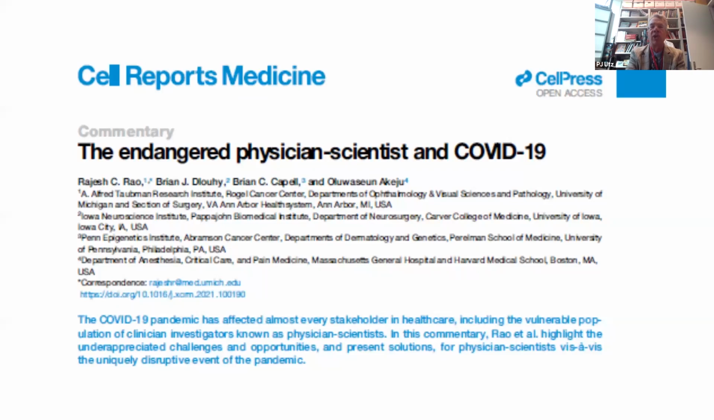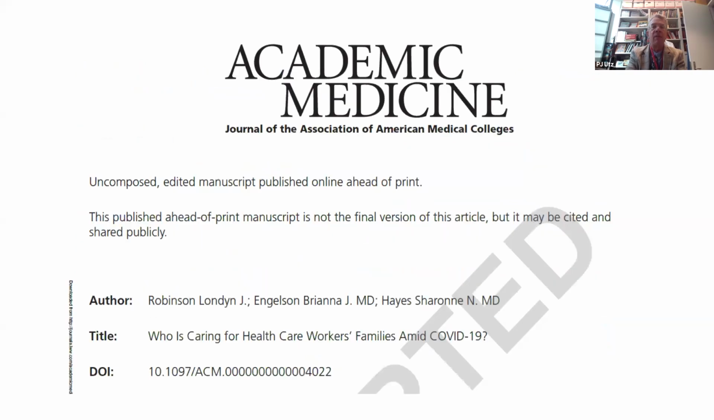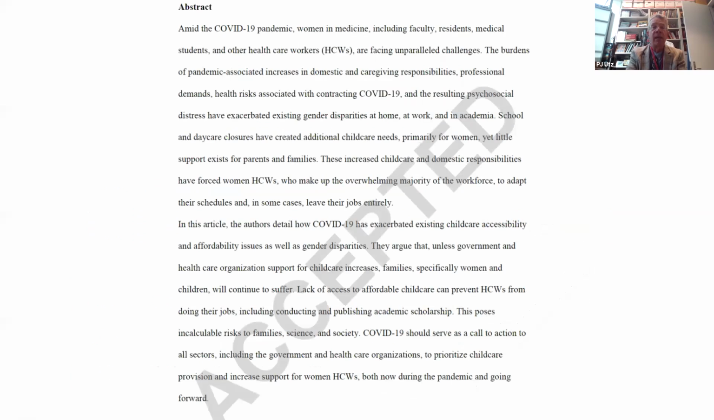I'm afraid we're going to lose a whole generation of physician scientists. And in particular, for those who are worried about our women, not just physician scientists, but healthcare workers, there was this Academic Medicine paper entitled "Who is Caring for Healthcare Workers' Families Amid COVID-19?" And this has been a major problem in the School of Medicine. Who's going to care for the kids when there are so many women serving as frontline workers and as physician scientists? Who's caring for their kids, and what's going to happen to their careers, which are taking a big hit?